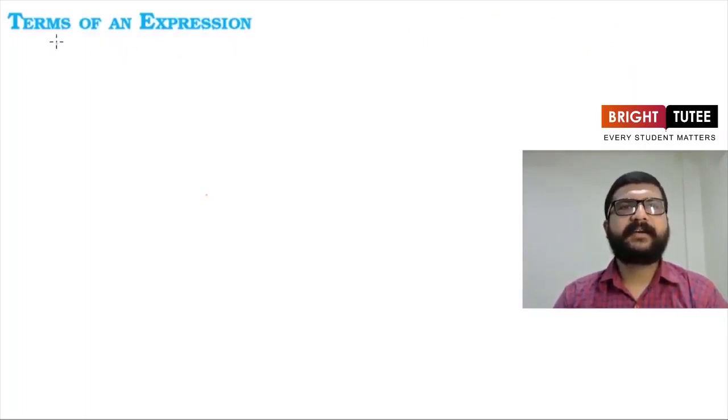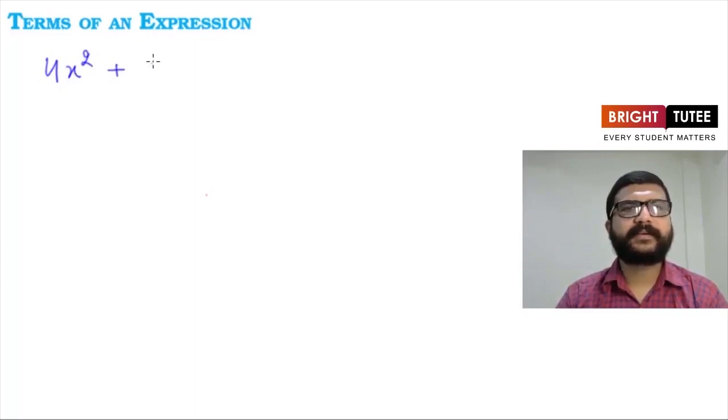Now let us see what are the terms of an expression. For example, we are having this expression 4x square plus 20xy minus z square.